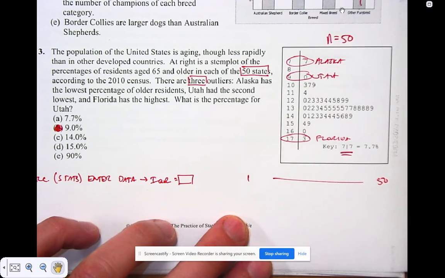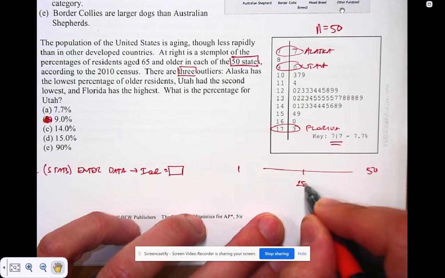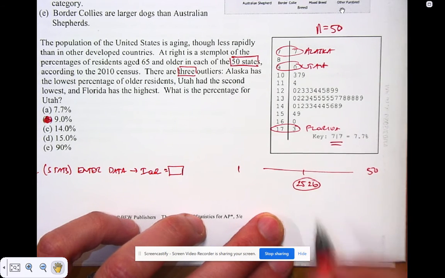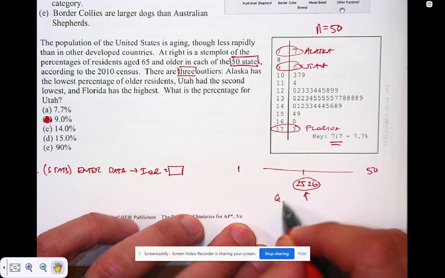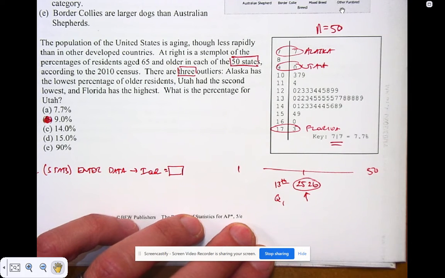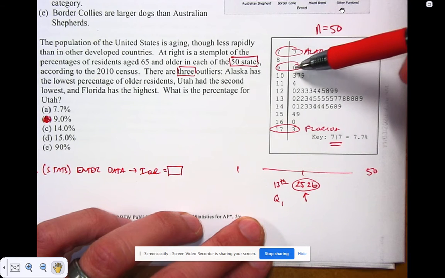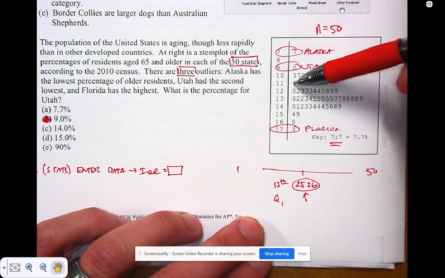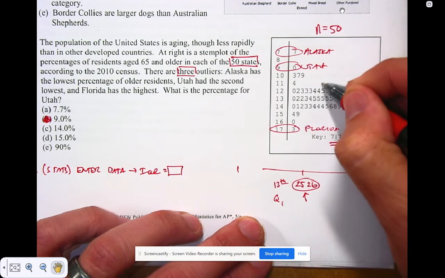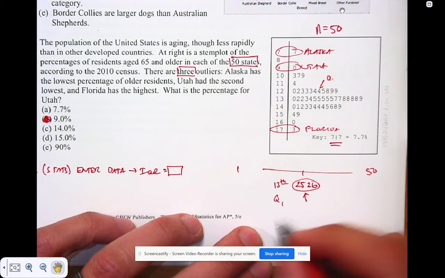And so if you have 50 data points, let's find quartile 1. Well, the middle here is going to be in between the 25th and the 26th data point, because there's an even number of data points. And so quartile 1 is going to be half of that, which is going to put you right around the 13th data point. Okay, so let's count up 13 data points here. We've got 1, 2, 3, 4, 5, 6, 7, 8, 9, 10, 11, 12, 13. So that right there is quartile 1, which is 12.4%.